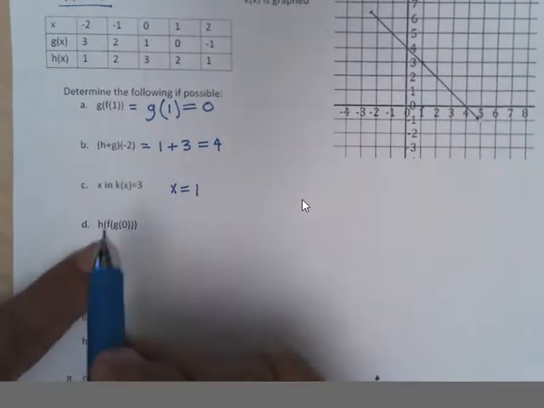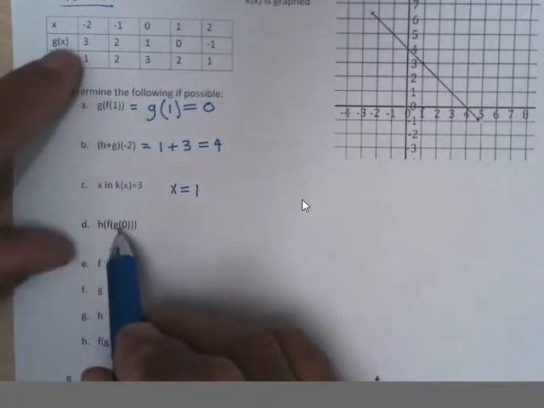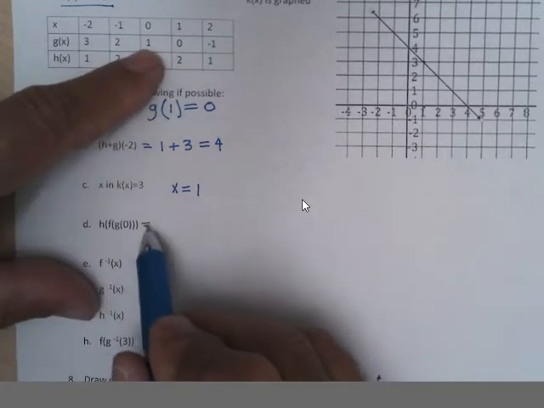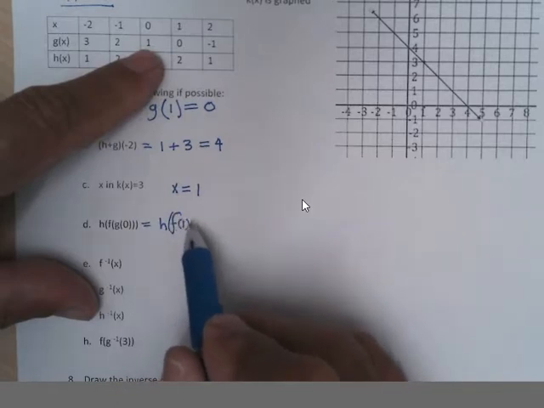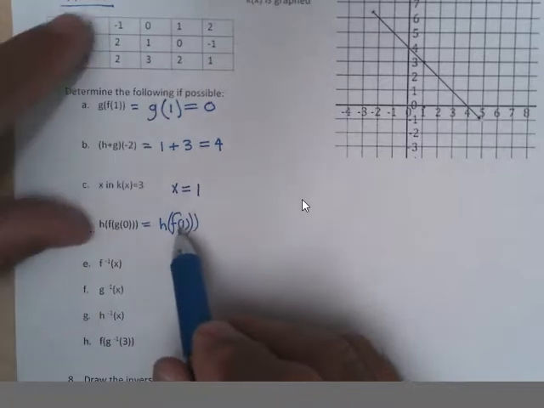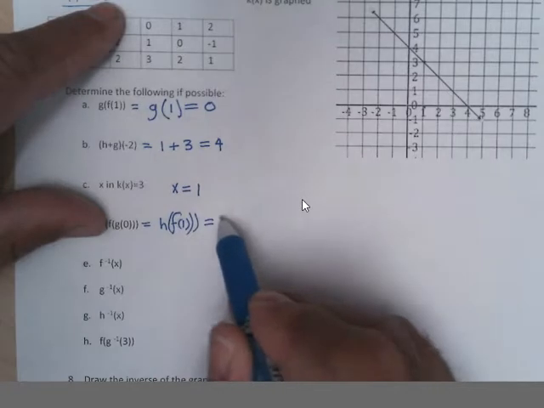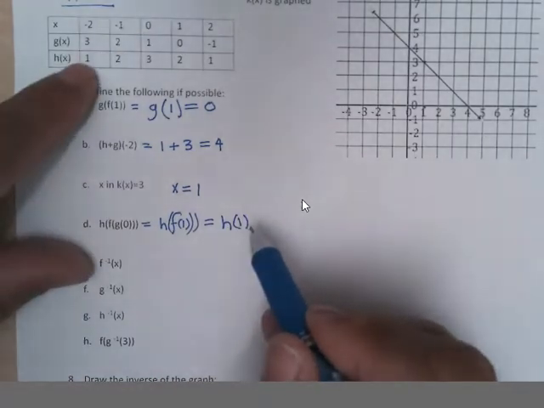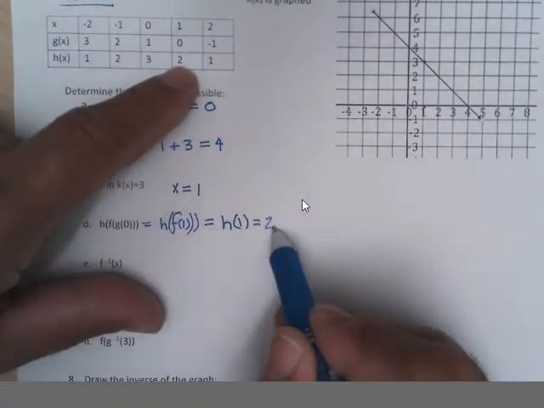This one says find the g value for 0. The g value for x being 0 is 1. So this turns into h of f of 1, because this g of 0 is 1. So now I got to find f of 1. 1 times 4 is 4, minus 3 is 1. So then I end up with f of 1 turns out to be 1. So I got to find h of 1. So I go to 1, and h is 2 for 1.